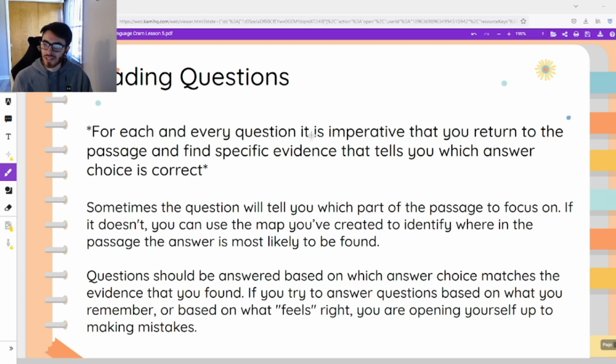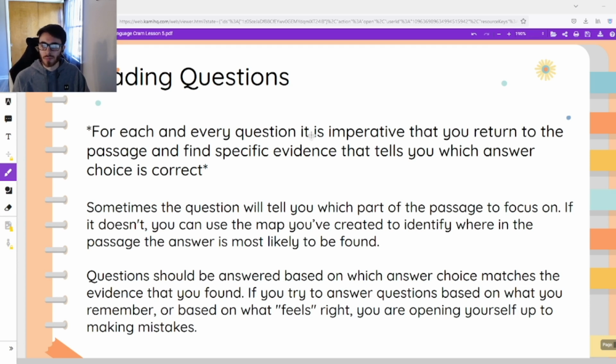The entire point of the reading questions and the reading passages is to test your reading comprehension. Every answer comes from the passage. You don't just need to know things necessarily. You just need to understand what's written in the passage. And because of this, there is specific evidence in the passage that will tell you what the correct answer is for every question. Your job is to find that evidence and to match it to what the answer choices say.